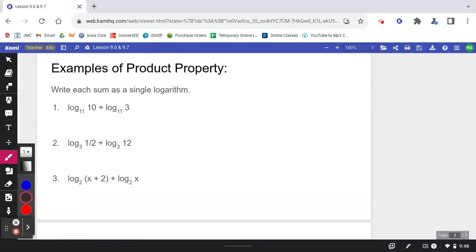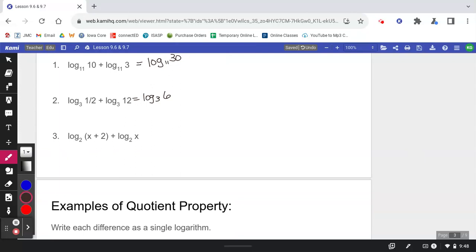For examples of the product property, it says write each sum as a single logarithm. These two I would take and make log base 11 of 30. The next one I have log base 3, and half of 12 is 6. The next one is going to be a distribute here. So I'm going to have log base 2 of x squared plus 2x, and I'm going to put that in parentheses so you know that it's a single logarithm.